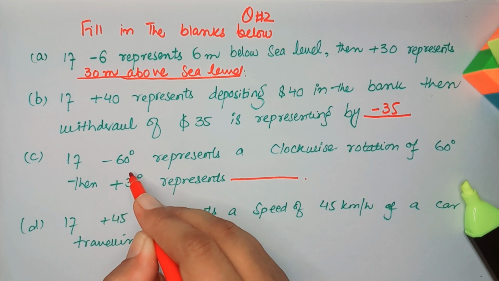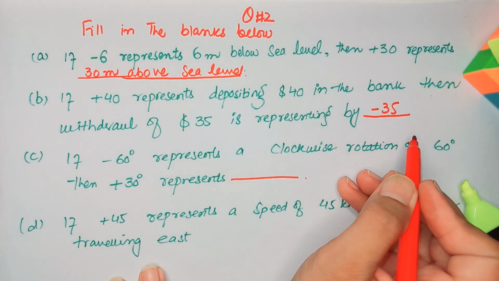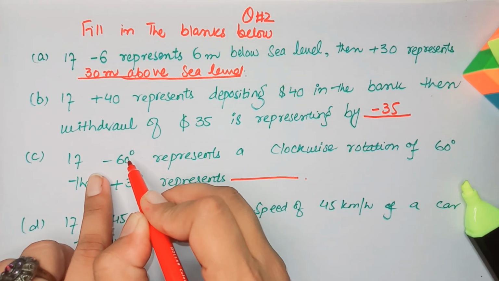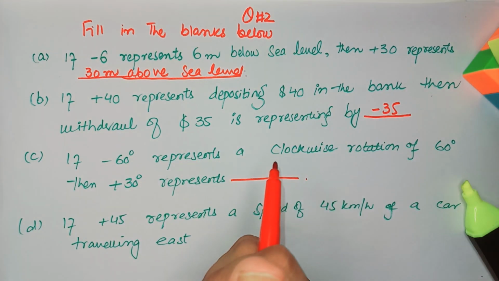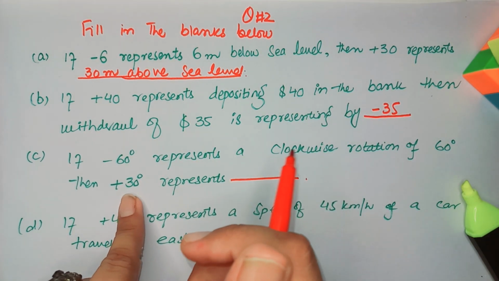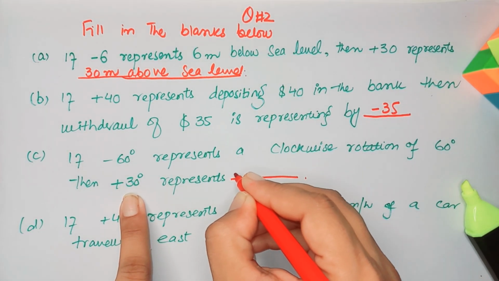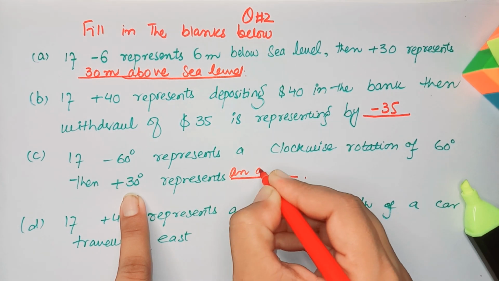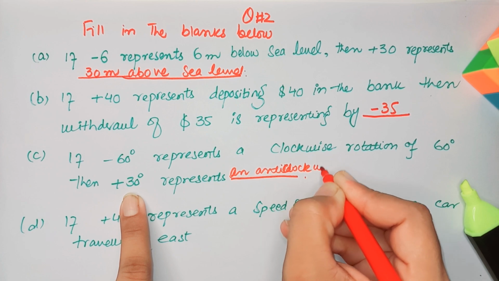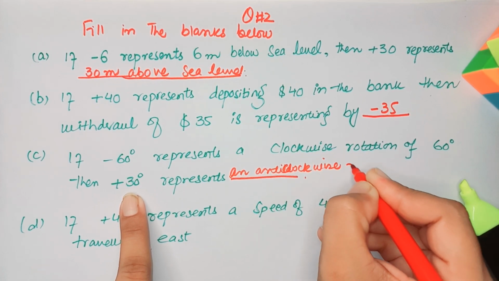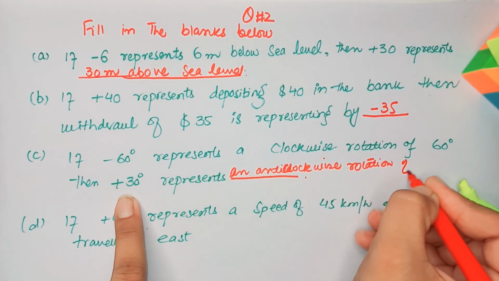C: if minus 60 represents a clockwise rotation of 60 degrees, then if you have minus 60 degrees, it means a clockwise rotation of 60 degrees. Then if you have plus 30 degrees, it represents an anti-clockwise rotation of 30 degrees.